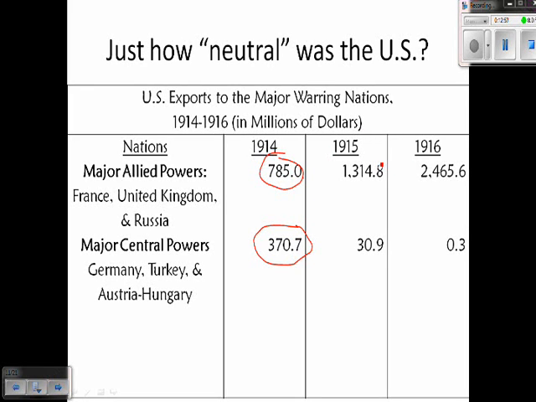And then if you look at one year later, we're now at $1.3 billion of trade with the Allies and only $30 million of trade with the Central powers. And then by 1916, the year before we enter the war, we're at $2.5 billion of trade with the Allies and only $300,000 with the Central powers. So does this chart support us being neutral, or does it go against us being neutral? It goes against us being neutral.